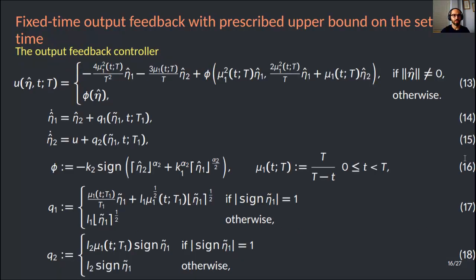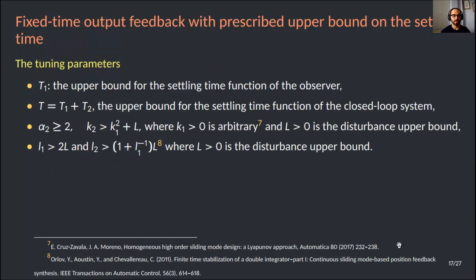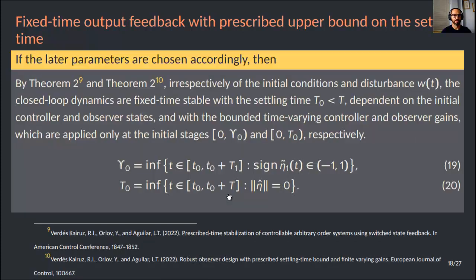In this slide, we are presenting the output feedback controller in 13, 14, and 15, together with its injection terms presented in 17 and 18. The tuning parameters are given here, where capital T1 is the upper bound on the settling time function for the observer, and capital T is the upper bound for the settling time function of the closed loop system. The resulting parameters are presented here and should be taken properly.